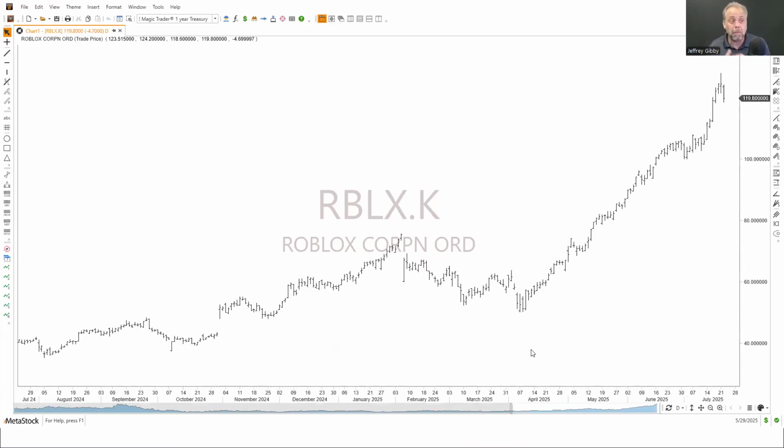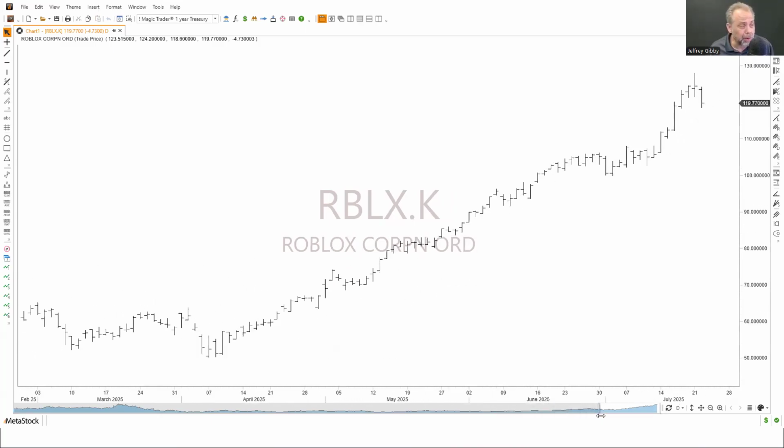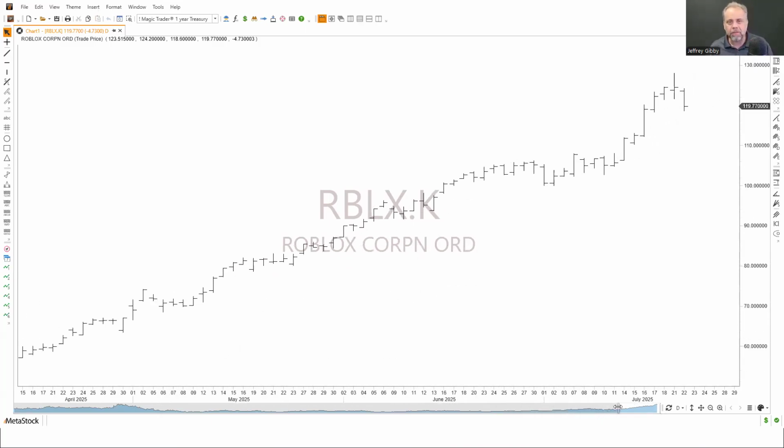Roblox has had a tremendous run. I think we got close to 123. It's pulling back a little bit. One of my best trades all year. I'm gonna change this up a little bit. I prefer candlesticks, so I'm gonna make you prefer candlesticks for the purpose of this demo too.